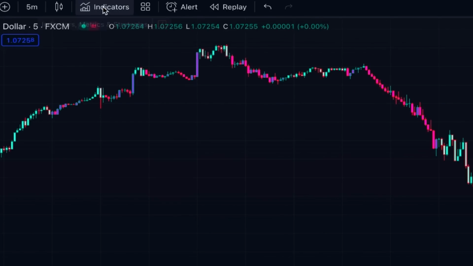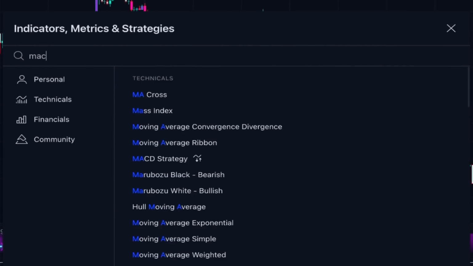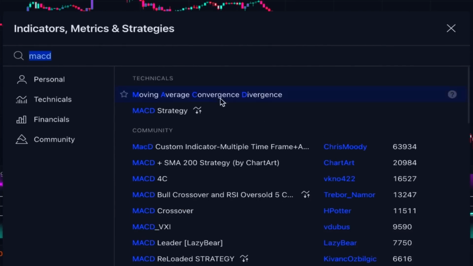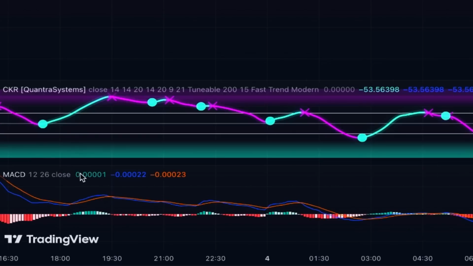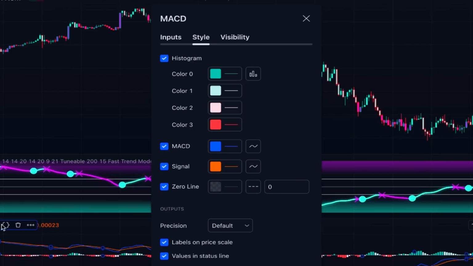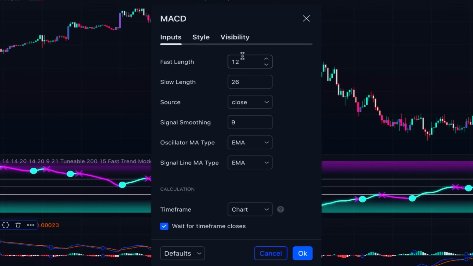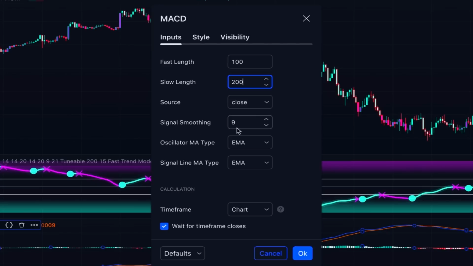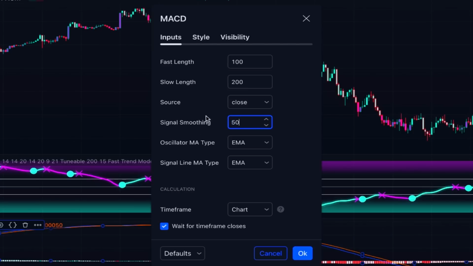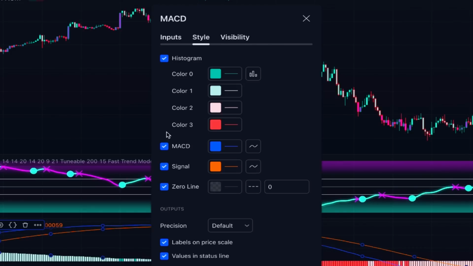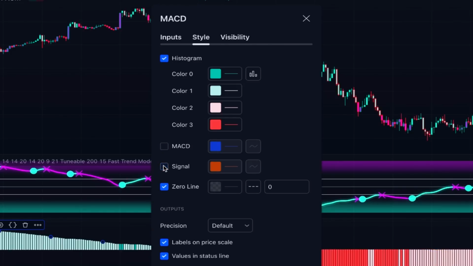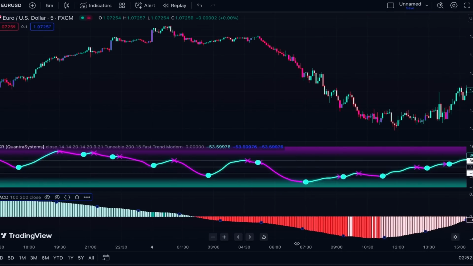So here we click on indicators and we search MACD. This one, moving average convergence divergence, and we need to change the settings of the MACD. So here we go to the settings of this indicator, and here in the inputs tab, for the fast length we set it at 100. For the slow length, we set it at 200, and for signal smoothing, we set it at 50. And then here in the style tab, we remove MACD line and signal line because we don't need them. And in this trading strategy, we only use the MACD histogram.